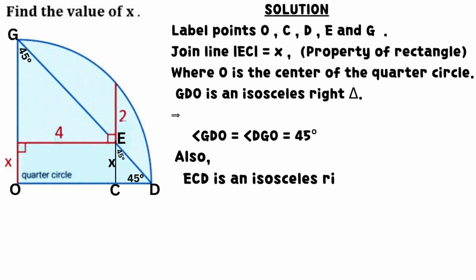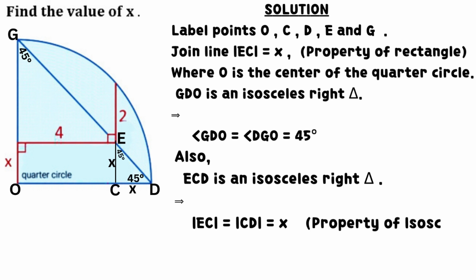Also, ECD is an isosceles right triangle. It follows that length EC equals length CD, which equals x. The reason is that opposite side lengths of an isosceles triangle are equal.